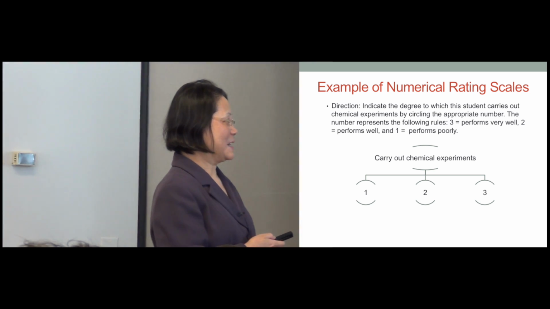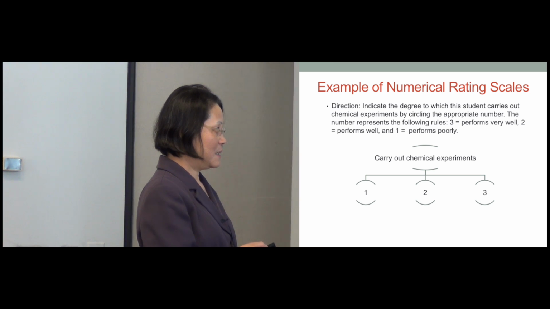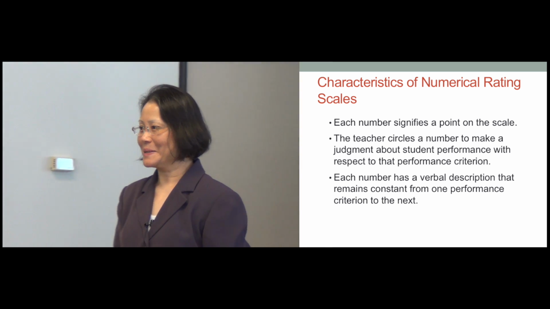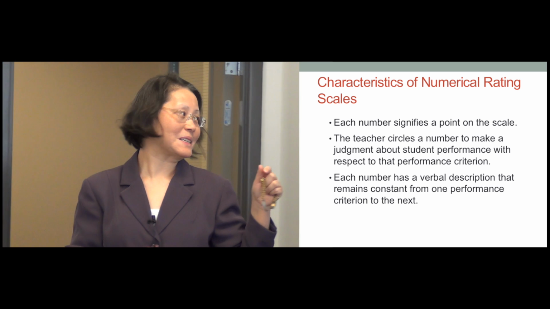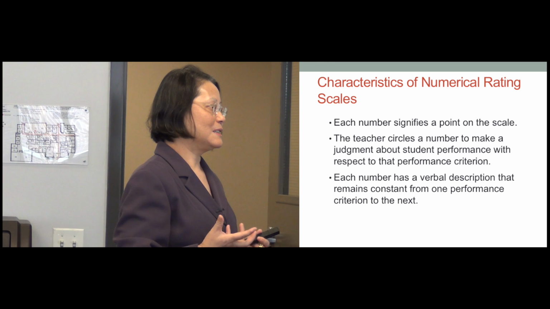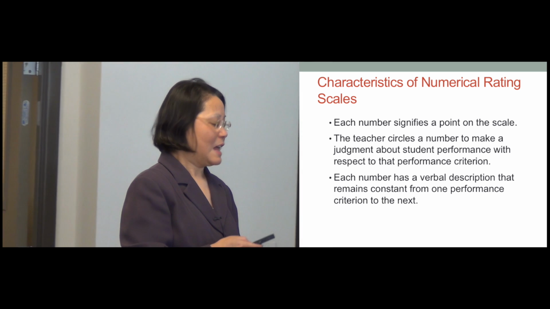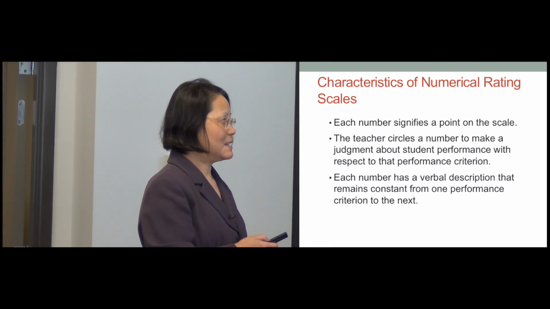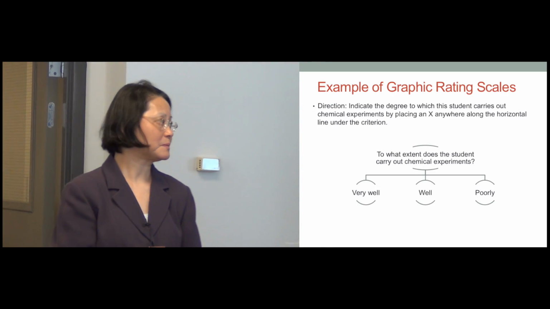And there's another format. Let me move up. So you can summarize the characteristics of the numerical rubric rating scale already. This is just a summary of the numerical rating scale. So you just have a number, then you just circle a number to make your judgment about students' performance. And this is another kind of rating scale called a graphic rating scale.